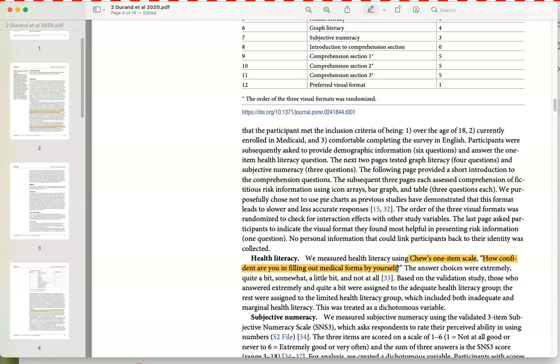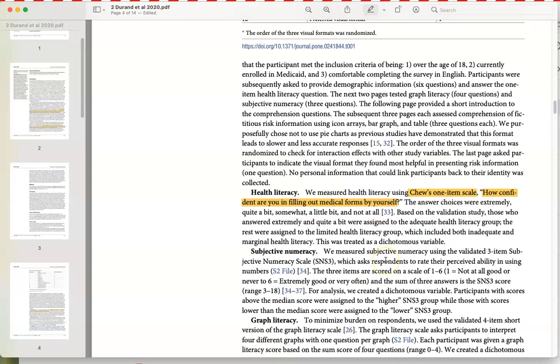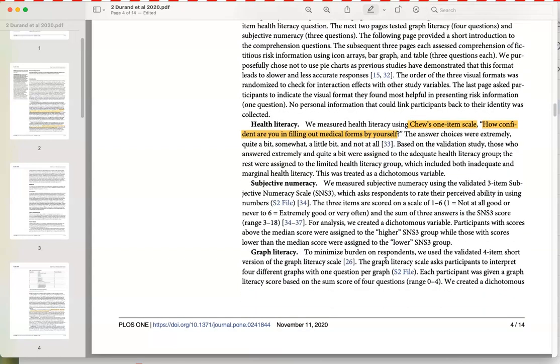And I like what they put here. Quite a bit were assigned to adequate health literacy groups. What does an adequate group look like? Okay, so kind of keep that in mind. I also like the fact that they used a summative scale. You know, summative is what's the sum of, right? That's how you break down the word.